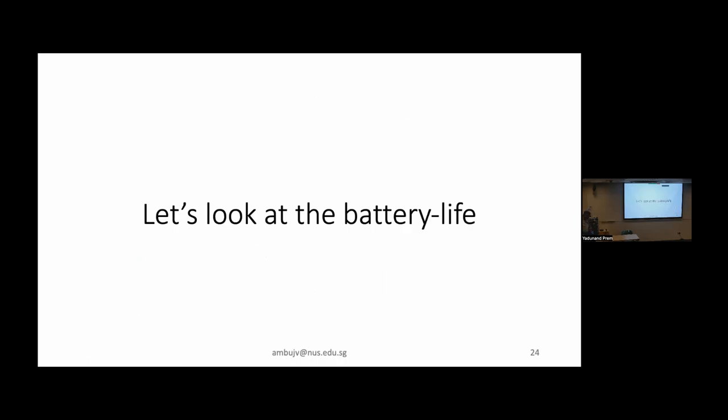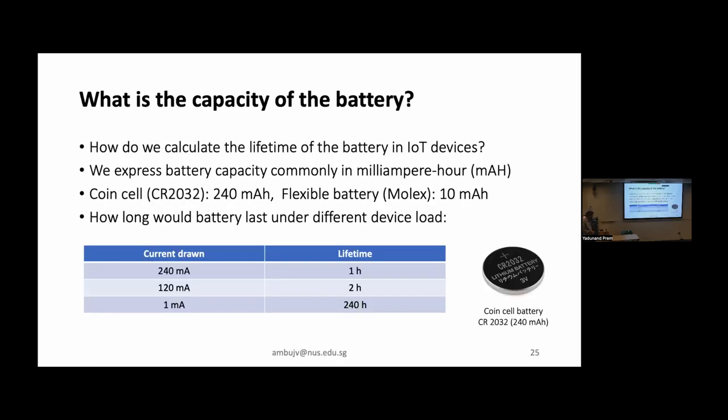So what's the impact? This is one of the things that I covered in the course recently, on wireless networking. If you look at a battery, we know this battery, right? We have used it in a lot of our devices. This is the coin cell battery, typically called CR2032. Batteries are typically expressed in terms of capacity in a unit called milliampere hour. How many of you have heard the term milliampere hours before?